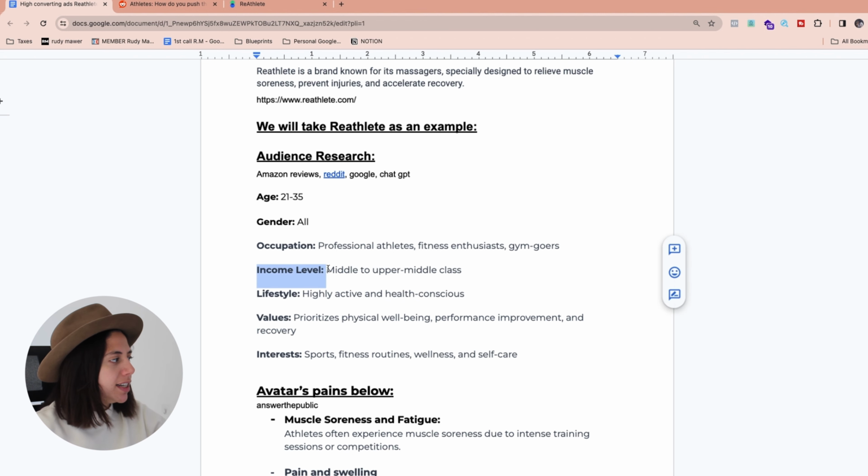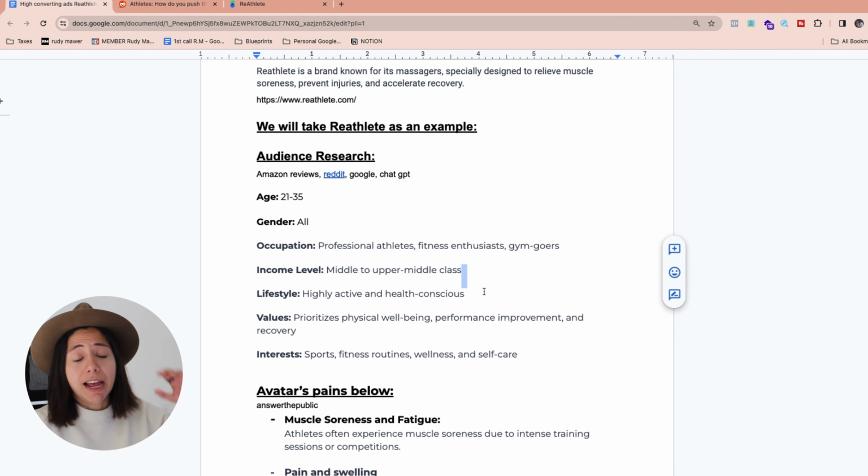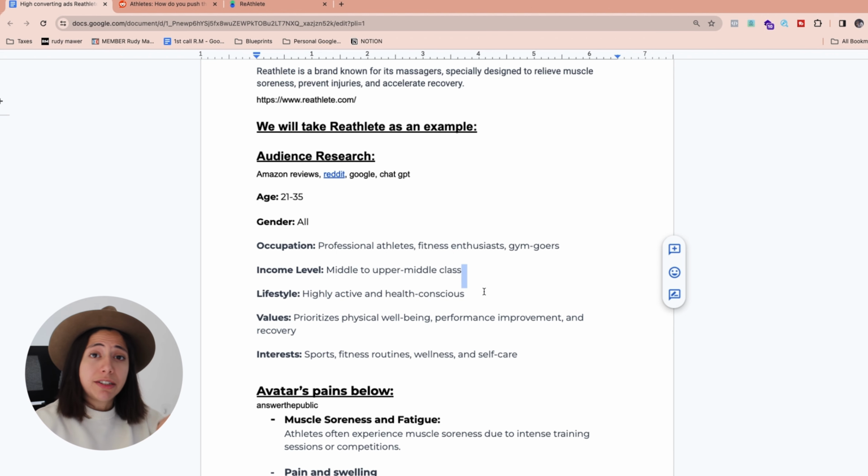Now, income level, this is actually more important than I thought. Over here, I put middle to upper middle class, but I think it's very important to ask yourself this question because, for example, I was working with an e-commerce that was selling high-end kitchen knives for chefs, right? For sushi chefs. And the kitchen knife was anywhere around 200 to 300 euros. Now, before doing this exercise, we thought any chef would be able to afford this. But then looking into it, because the demographic was Spain and Portugal, where the salaries are quite low as a starter chef, right?